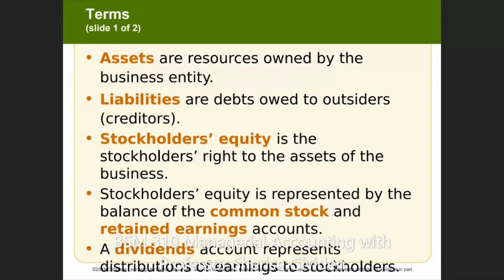Assets are resources that are owned by the business. Liabilities are debts that we owe, stuff that we owe to our creditors, our mortgage payment. The asset would be the home. The liability would be the note that's on the mortgage. Stockholders' equity is the stockholders' right to the assets of the business. It's represented by the balance of common stock and retained earnings. And a dividend account represents distributions of earnings to stockholders.